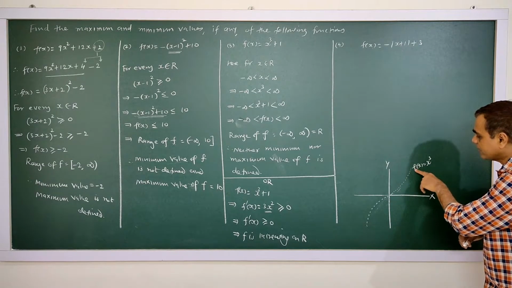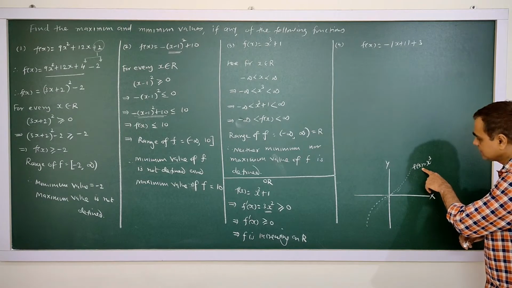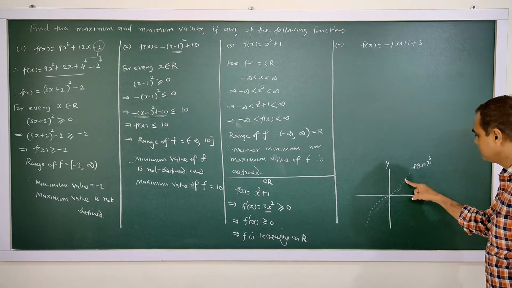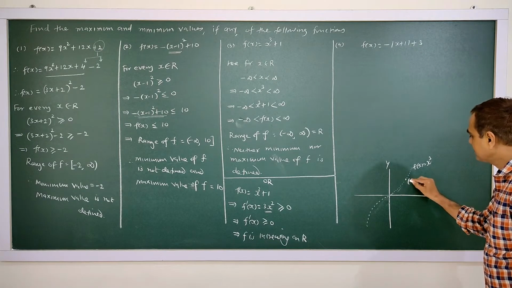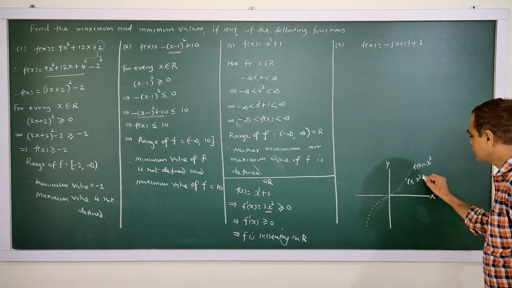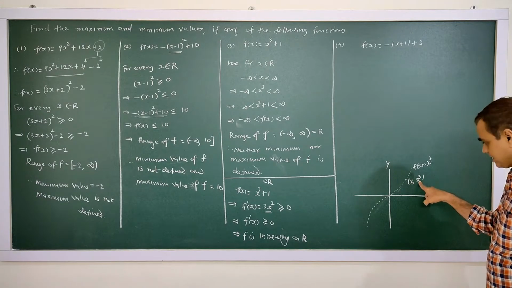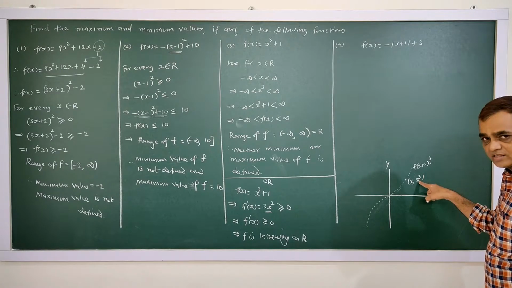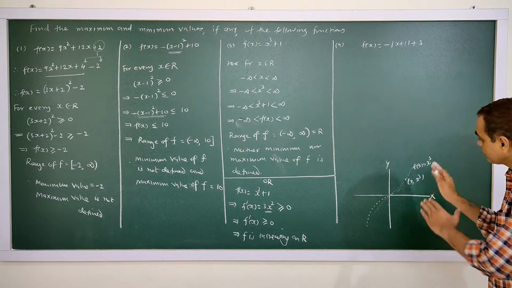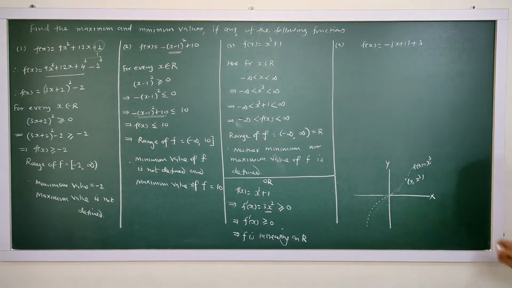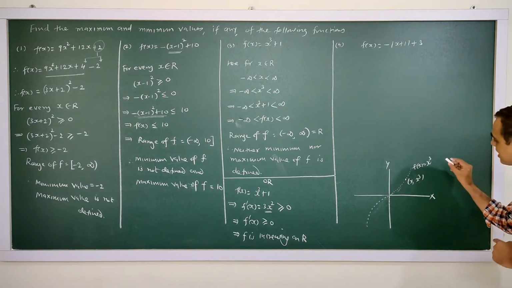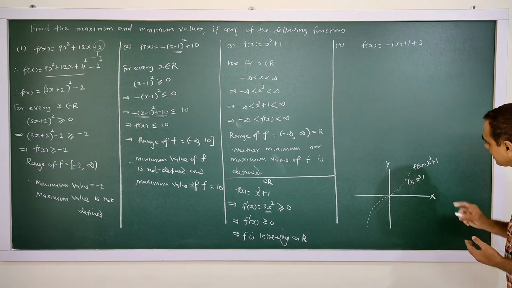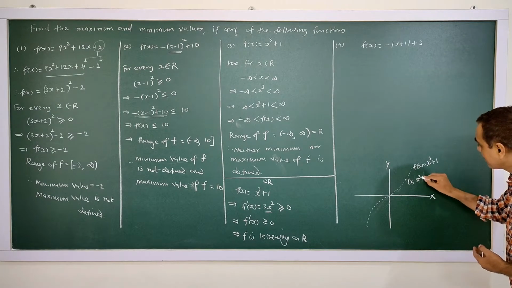See, f(x) means y coordinate. Here, the y coordinate of any point is x³. If this is x, this is x³, this is f(x). So this is the graph of f(x) = x³. Now, if I keep here plus 1, then this will be plus 1.